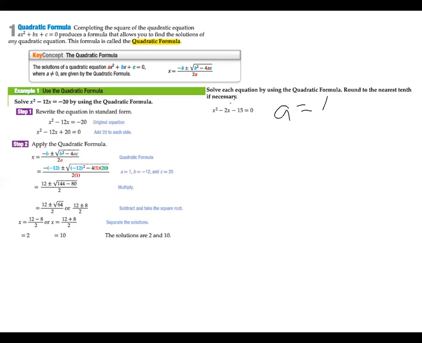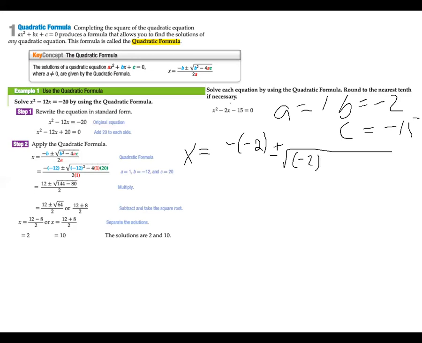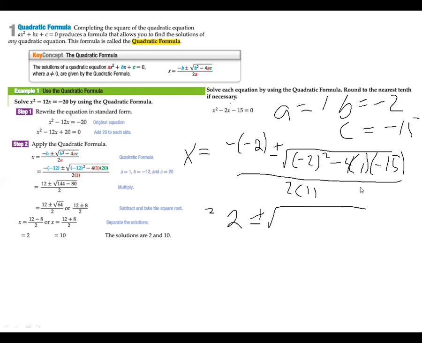My b is negative 2, and my c is negative 15. So x equals the opposite of negative 2 plus or minus the square root of negative 2 squared minus 4 times 1 times negative 15, all over 2 times 1. So the opposite of negative 2 is 2, plus or minus the square root. Now be careful, negative 2 squared is 4.